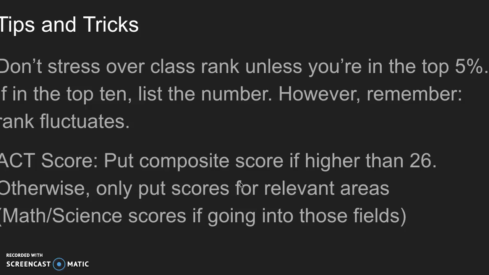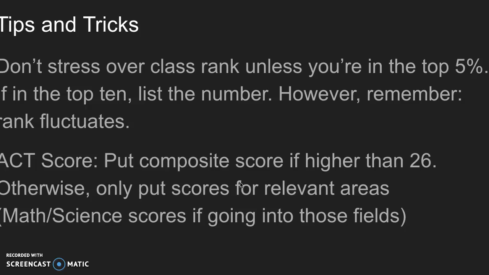Another thing is do not stress over the class rank unless you're in the top 5%. If you're in the top 10, list the number. However, remember that rank fluctuates, so it's a good idea in this case, if you're going to include class rank, to go with the lower number. So if the number itself, say 7th in the class, is the lowest one, you include that. If the percent is lower, like you're in the top 3% or the top 5%, include that. The lower the number with class rank, the more impressive it looks.